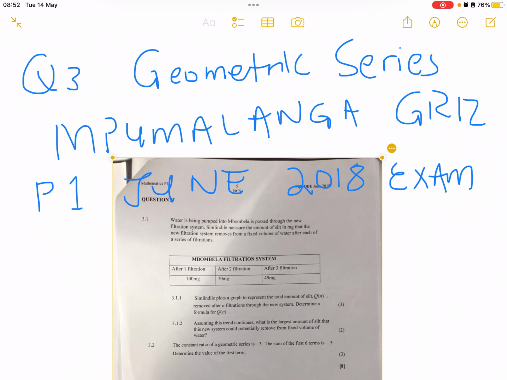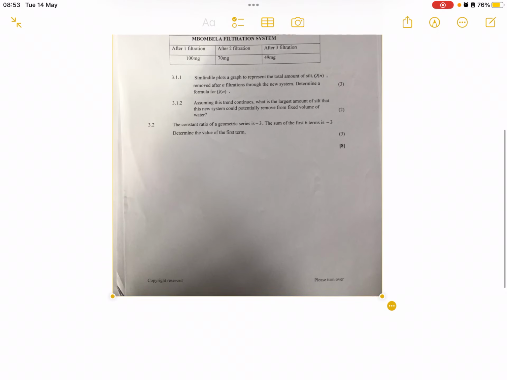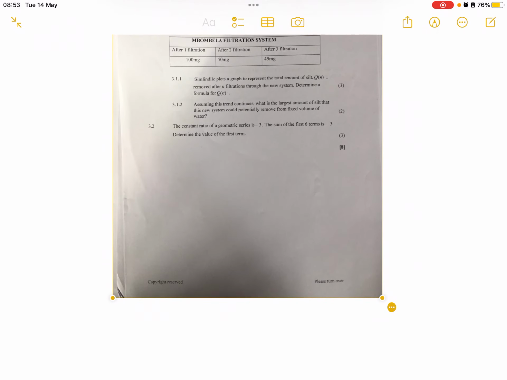Now, 3.1, they say water is being pumped into Mbombela and is passed through the new filtration system. Simlindile measures the amount of silt in milligrams that the new filtration system removes from a fixed volume of water after each of a series of filtrations. After filtration 1, we have 100 milligrams. After filtration 2, we have 70 milligrams. After filtration 3, we have 49. Now, this forms some sort of a series. Let me read all the questions so we can get into answering them.